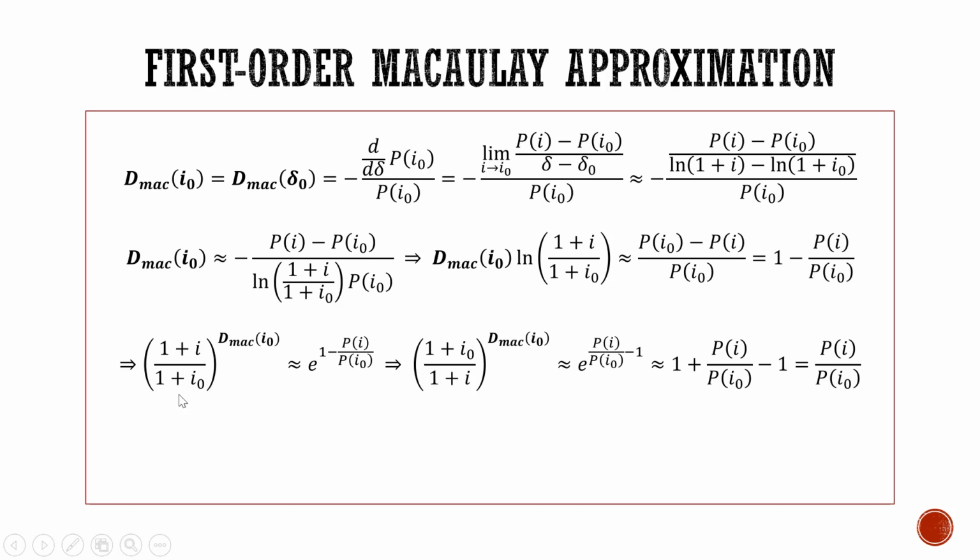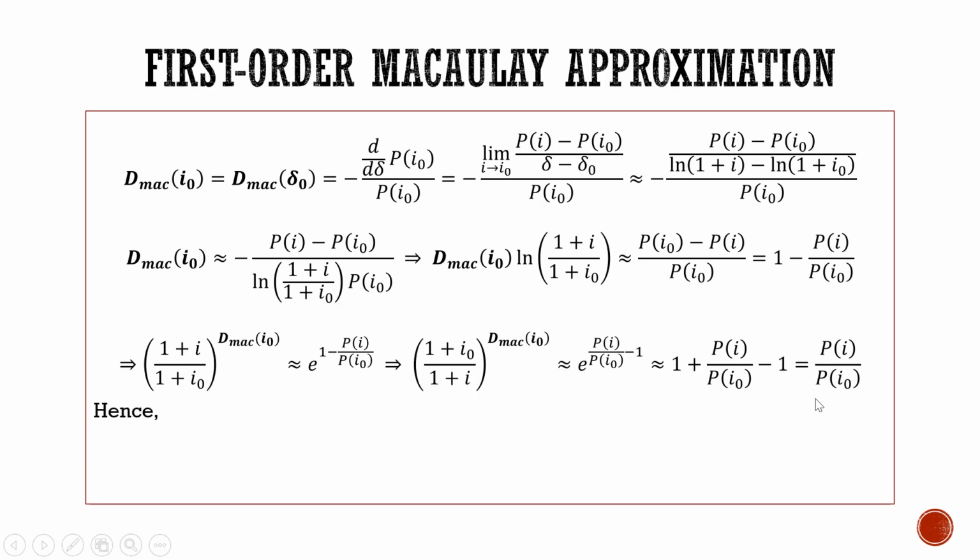So (1 + i)/(1 + i0) to the d max at i0 is approximately e to the 1 minus pi over pi0. And remember, an approximation for e to the x is 1 plus x. So e to the 1 minus pi over pi0 can be approximated by 1 plus pi over pi0 minus 1, which is equal to pi over pi0.